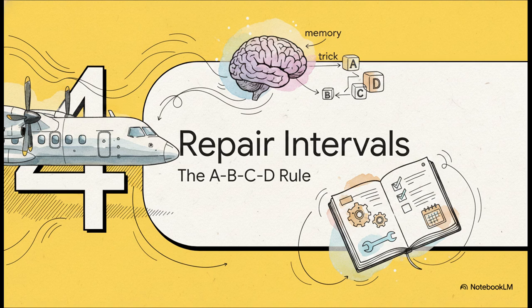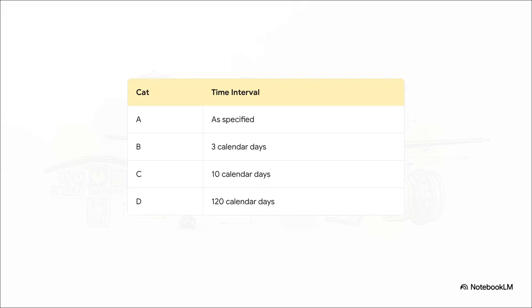All right, Section 4, ABCD rectification intervals. Here is a massive memory trick for you. Whenever equipment is deferred, there's a strict ticking clock on when it must be repaired. You can memorize this effortlessly with the ABCD rule of time. A simply means the repair time is as specified right there in the manual. B stands for a brief 3 consecutive calendar days. C means count to 10 consecutive calendar days. And D stands for a delayed 120 consecutive calendar days.